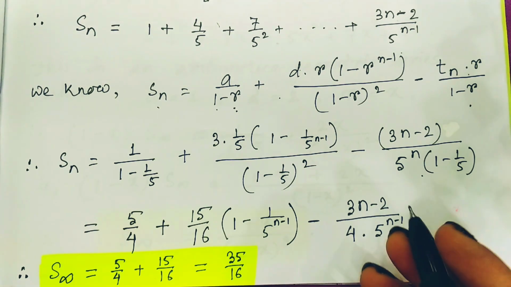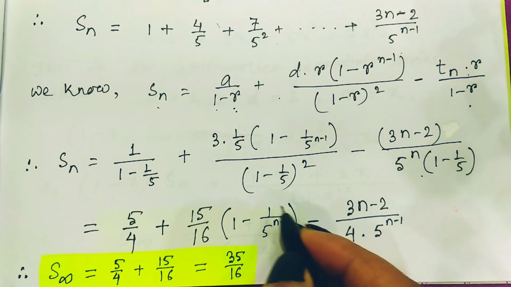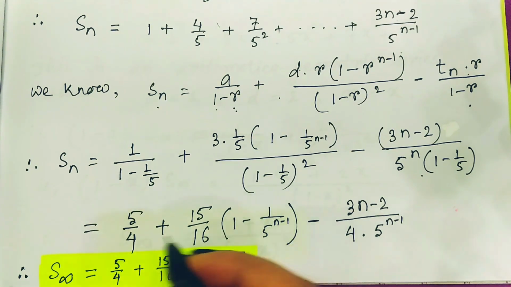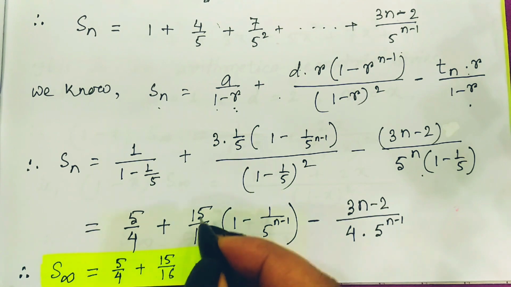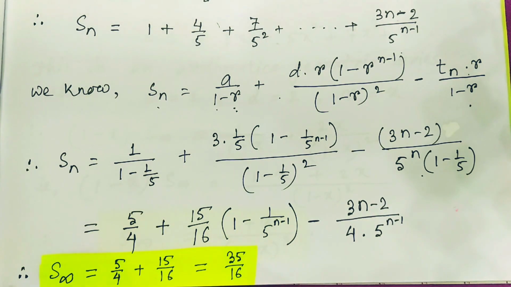If it is the infinite series, then what happens? This term vanishes. Not only that, this term also vanishes. So we will find only 5 by 4 plus 15 by 16 if there are an infinite number of terms. So S infinity should be 35 by 16. So that is your answer.